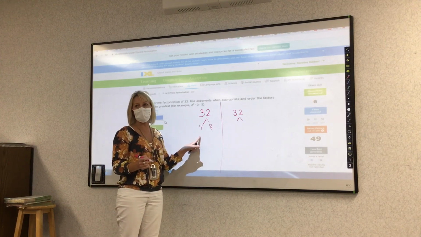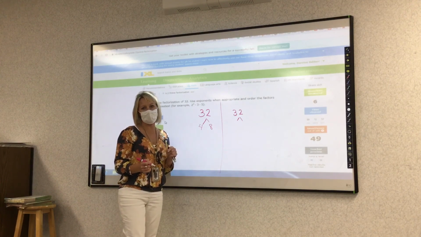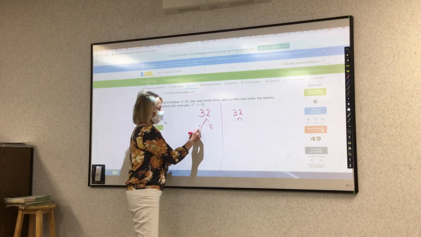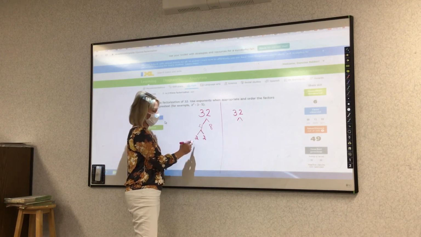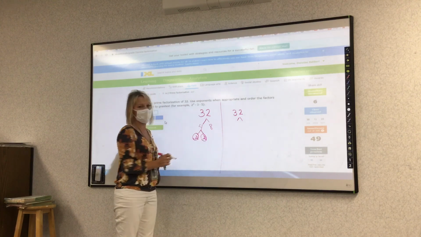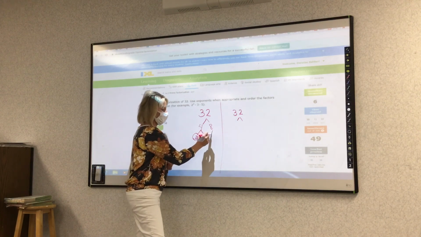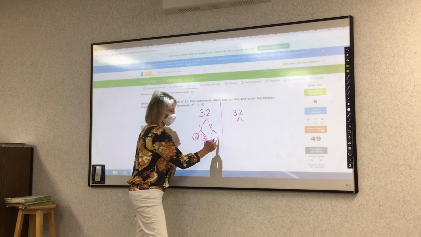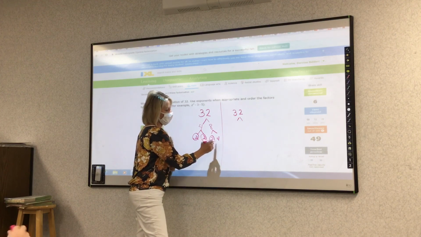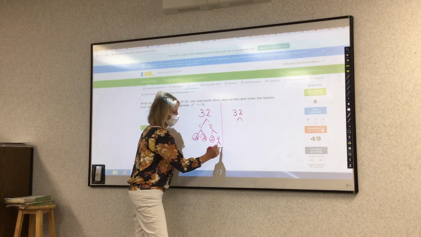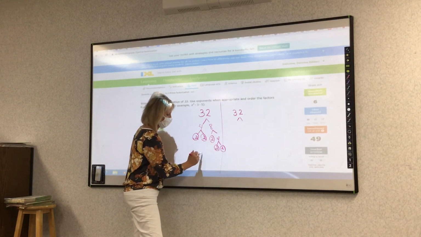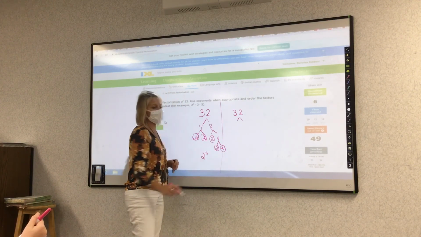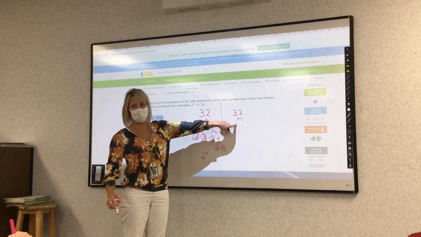But then I also realized that 4 and 8 are not prime numbers. So I'm going to keep factoring them out with just 2 times 2, which is 4. Those are prime, so I'm going to circle them. Then 8 is 2 times 4, and circle the 2. 4 was 2 and 2, and then you circle that too. So it's 1, 2, 3, 4, 5, so I have 2 to the fifth power.